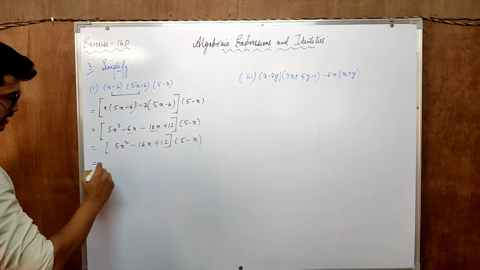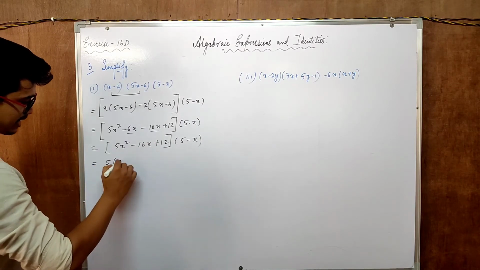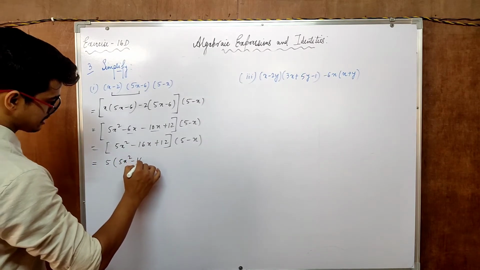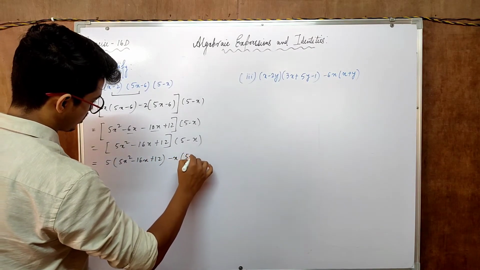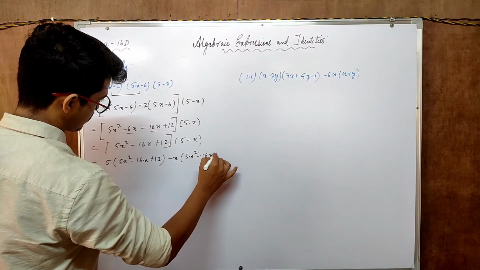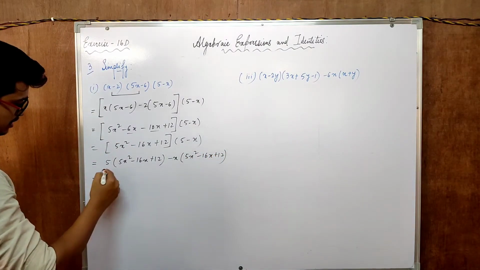For this, let's just do that. So that means 5 will be multiplied with the entire bracket, which is 5x square minus 16x plus 12, and then minus x will be multiplied with 5x square minus 16x plus 12. All right, so let's just multiply these two.